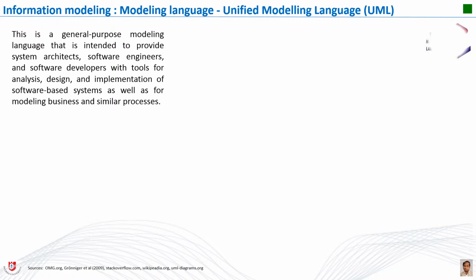The Unified Modeling Language, or UML, is a general-purpose modeling language developed by Object Management Group, or OMG, which is intended to provide system architects, software engineers, and software developers with tools for analysis, design, and implementation of software-based systems, as well as for modeling business and similar processes. A UML diagram is a partial graphical representation of a model of a system under design, implementation, or already in existence.